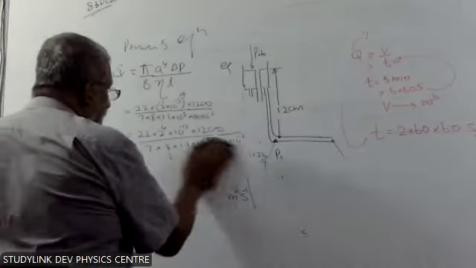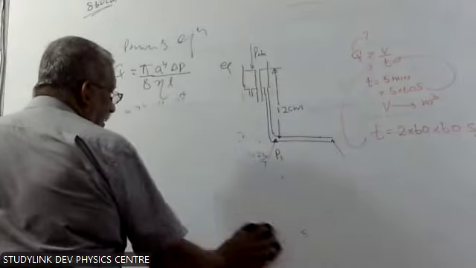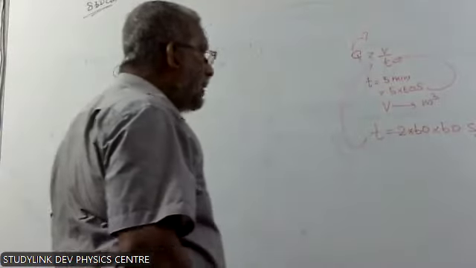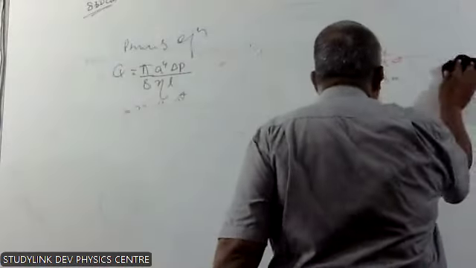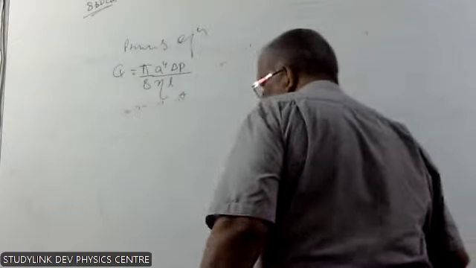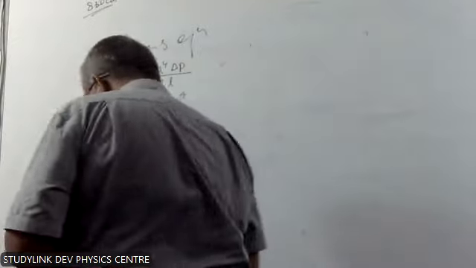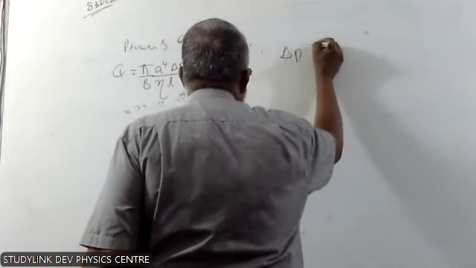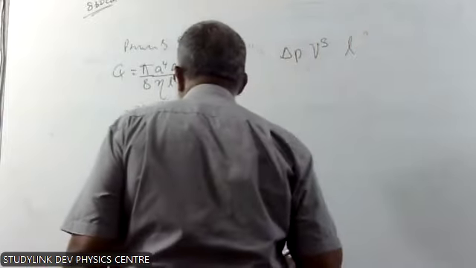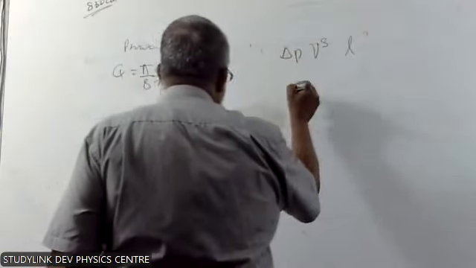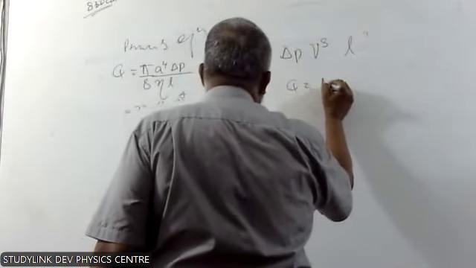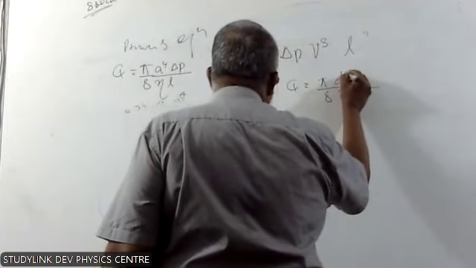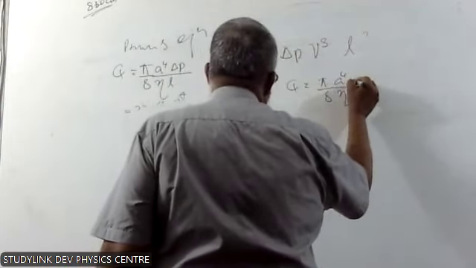Right. Now we'll plot a graph of delta P versus L. Write the graph delta P versus L, that means pressure difference versus the length of the pipe. We'll consider this equation: Q is equal to pi over 8 eta L, a to the power 4 delta P.